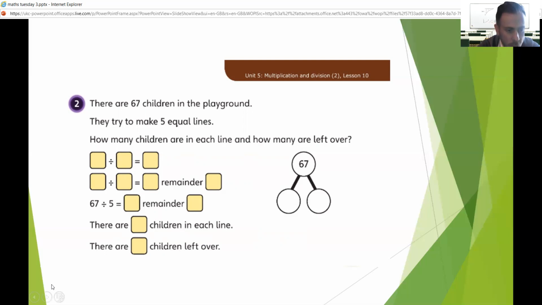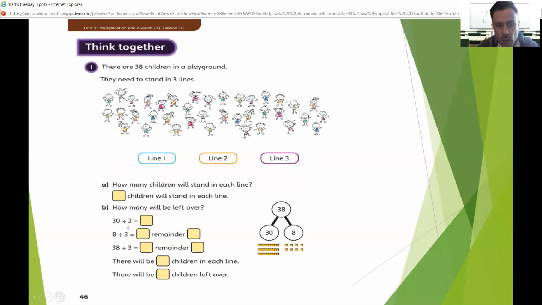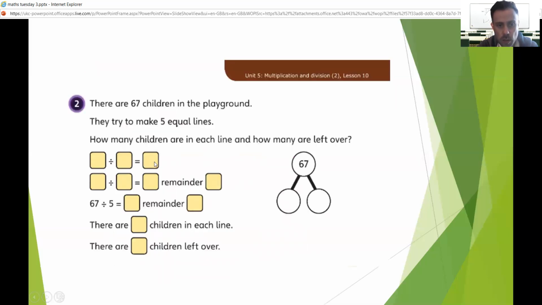Okay, if it helps, go back and look at this one here because it's the same sort of thing. So you're going to do your 10s first, then you're going to do some 1s, and there will be a remainder. And then you need to add your 2 answers together and put the remainder as well. Have a little go at that one. I'll come back and tell you how to do it. Pause the video.